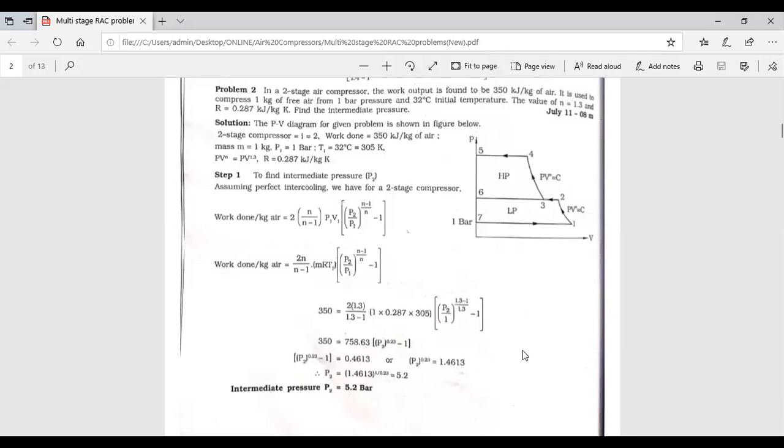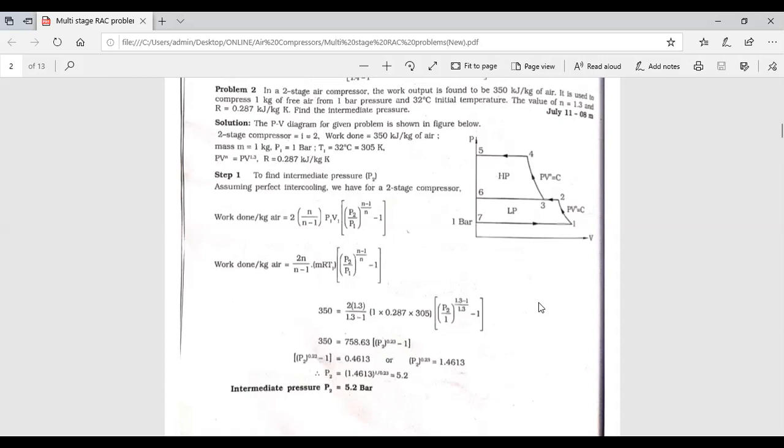These problems are most important, and they are simple, not so complicated. You just need to understand and remember certain formulas. Only one is the ideal gas equation, and another is the relationship between temperature and pressure, that is T2 by T1 equals (P2 by P1) to the power of (n minus 1) divided by n. And one more formula: 2n divided by (n minus 1) into P1 V1 into the bracket [(P2 by P1) to the power of (n minus 1) divided by n, minus 1]. This derivation I derived in the previous class. This is how to calculate the intermediate pressure.